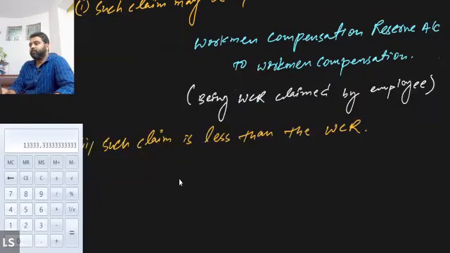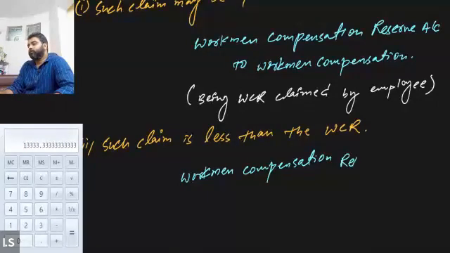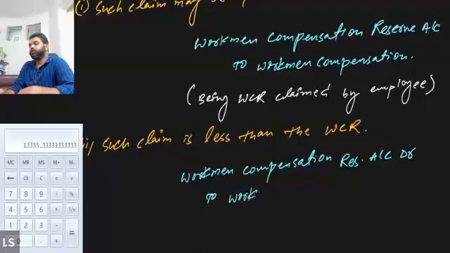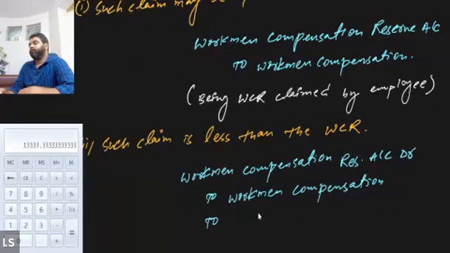So as usual, we will start with debiting the workmen compensation reserve account, debit to workmen compensation, and the remaining amount will be divided among the partners in the old profit sharing ratio. So to partners capital account.